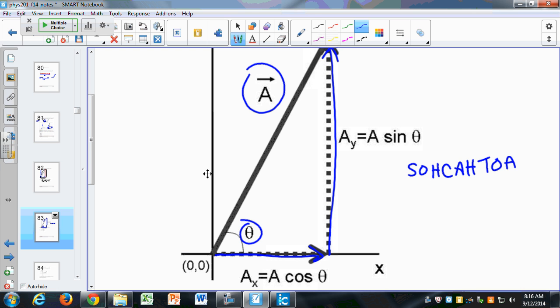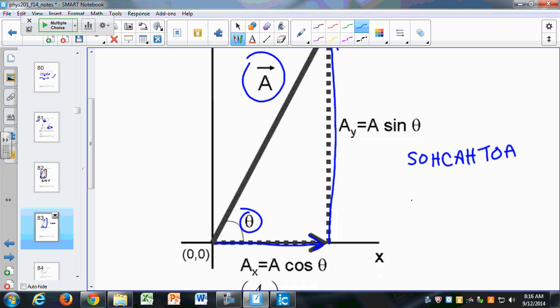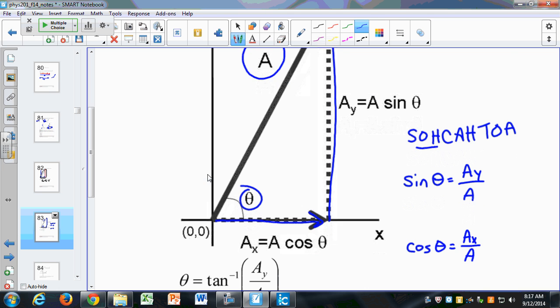Alright, so if I take the sine of an angle theta, that's equal to the opposite over the hypotenuse. As I have it drawn here, it's going to be AY over A. And then the cosine of the angle theta is going to be what over what? AX over A, right? So that's the adjacent side over the hypotenuse.